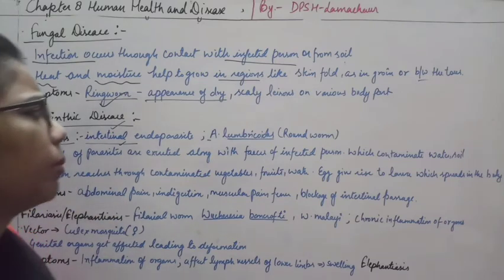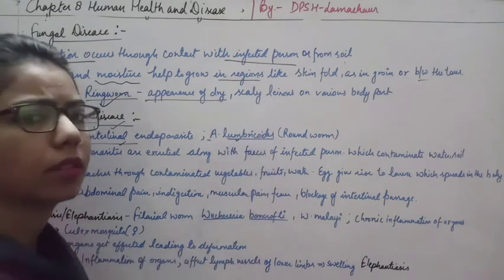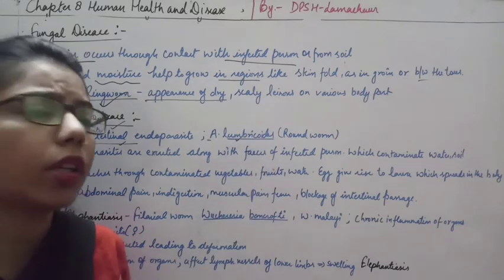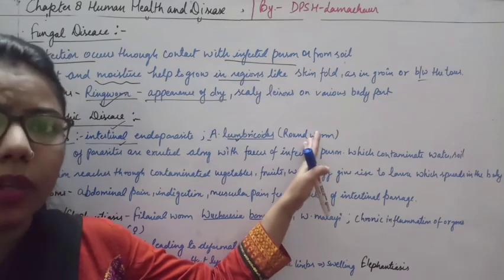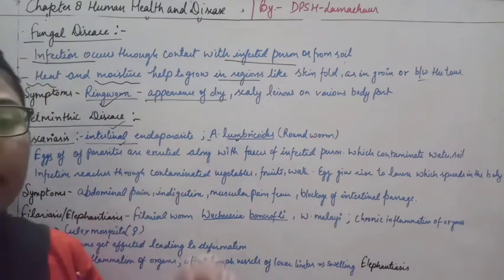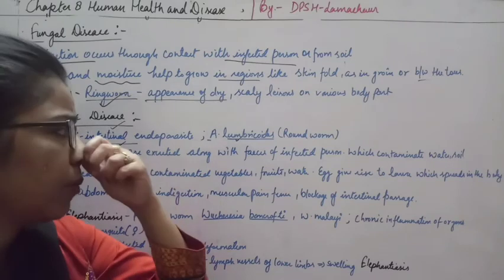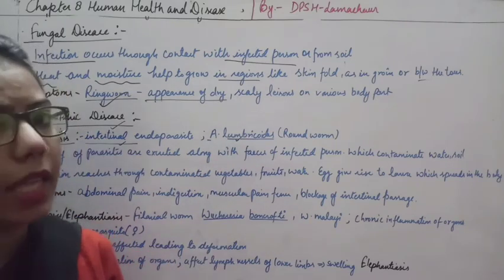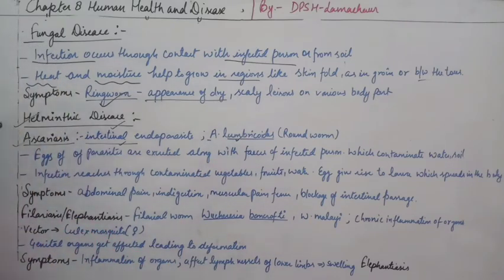And an example is Ascaris lumbricoides. Ascaris lumbricoides is what? The common name is roundworm, which is present in the stomach. Mostly you can see it in children. They are more affected by this Ascaris. When these infections become more, what will happen? There will be a severe condition.